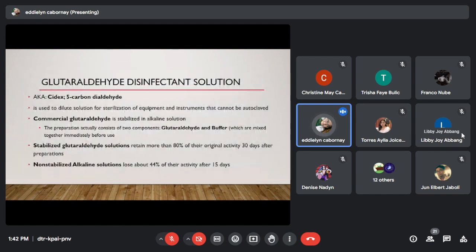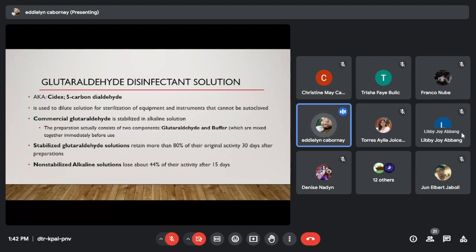So we have the glutaraldehyde. The other terms are Cidex and 5-carbon dialdehyde. It is used as a dilute solution for sterilization of equipment and instruments that cannot be autoclaved. So it is also used for sterilizing, aside from ethylene oxide sterilization.